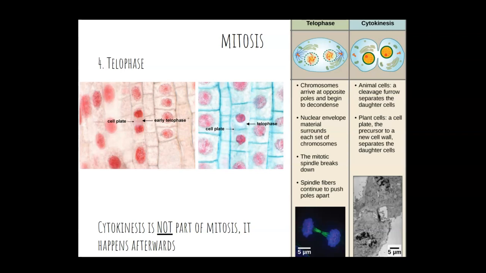After telophase, you can get a process called cytokinesis, and that means the breaking of the two cells into two separate cells. And this happens a little differently in animal cells versus plant cells. Cytokinesis is not considered part of mitosis, it generally happens afterwards.